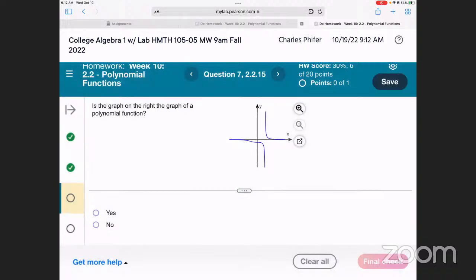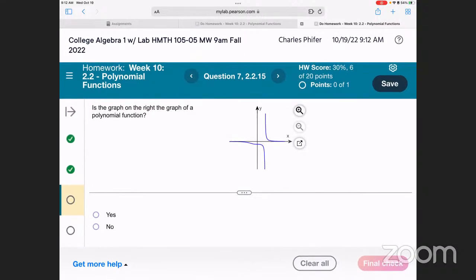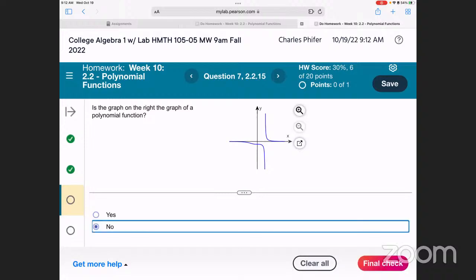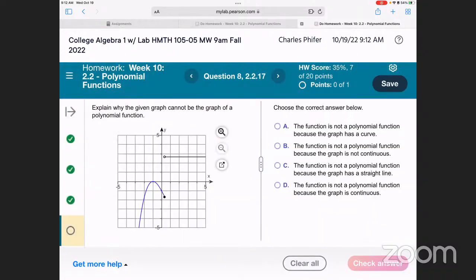Okay. All right, so is the graph, let me see. We might get to this one kind of quickly. Is the graph on the right the graph of a polynomial function? No, right? You have a vertical asymptote. We're going to say no. It cannot be the graph because there's a hole or a gap or a break. It's not continuous. So B, right?